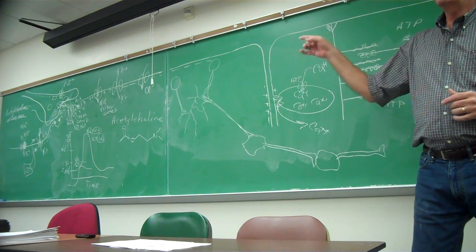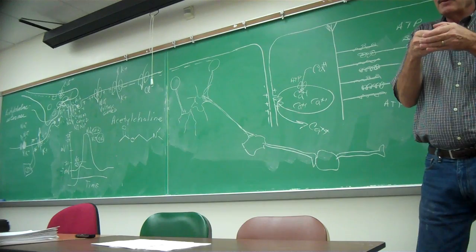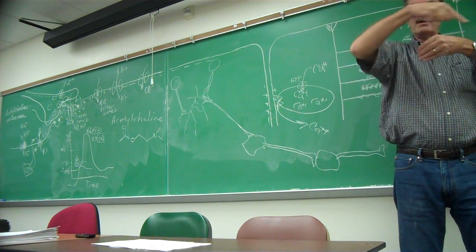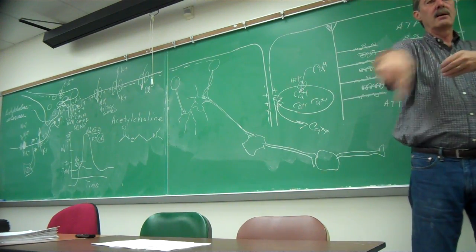Yeah, but the chemical gates are only on that motor end plate. So it's like a special spot on the muscle where the nerve is attached. All the rest are going to be voltage. That's what I was trying to figure out.